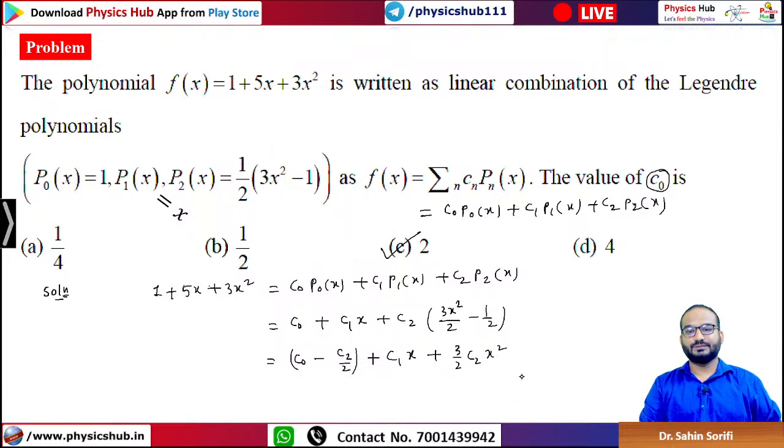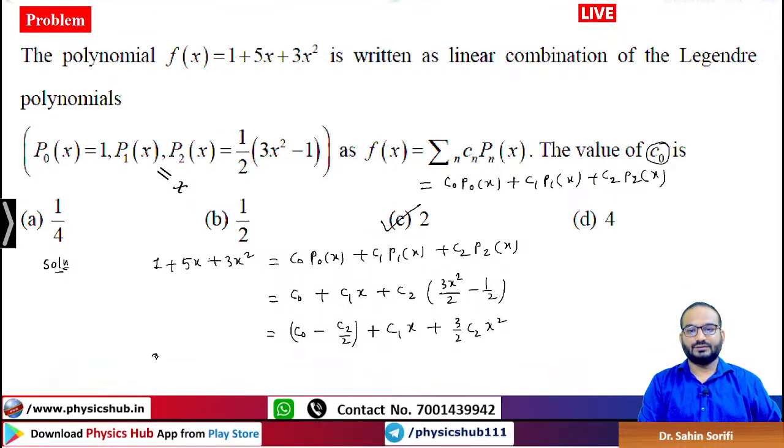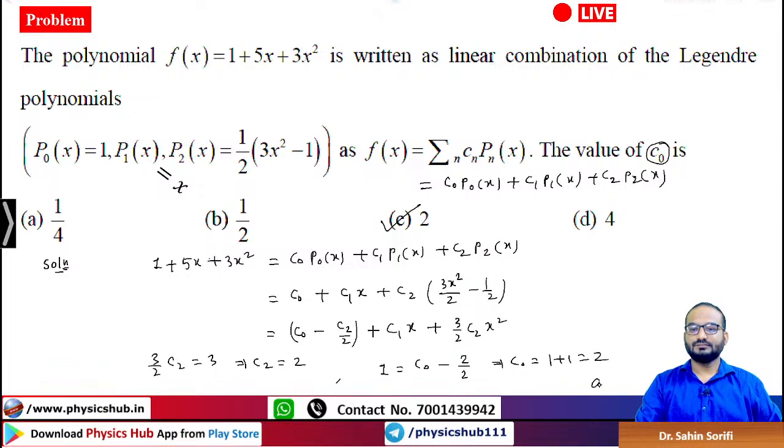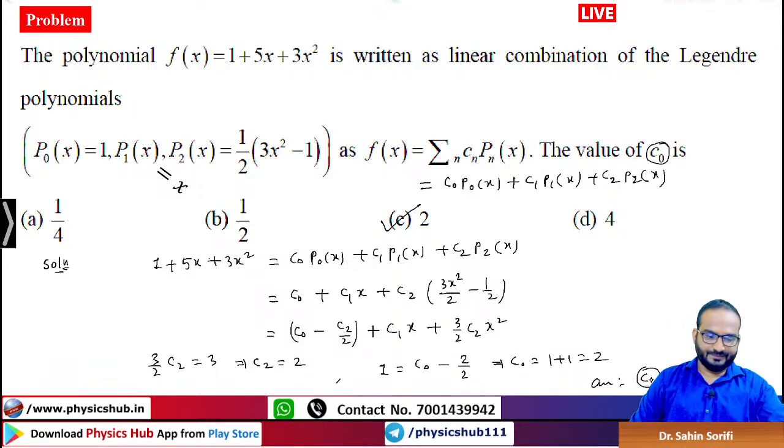So what is the value of c2? 3 by 2 c2 equals 3, c2 equals 2. 1 equals c0 minus c2 by 2, so c0 equals 1 plus 1. Understood, guys?